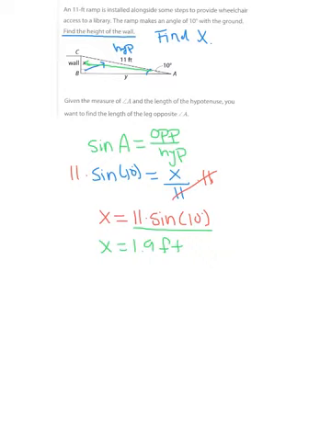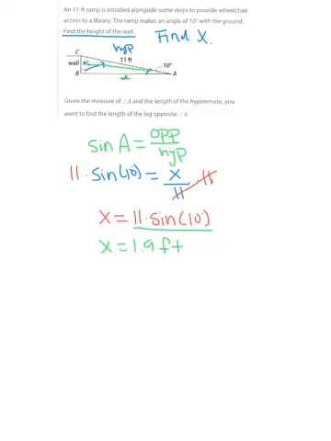And now, if they had asked me how far away is the ramp from the wall, or how far does the ramp extend from the wall? In other words, if I was trying to find y, then what other trig ratio could I set up? So again, I'm trying to find y, and the only values I have, the values they gave me, are angle A is 10 degrees and the hypotenuse is 11.